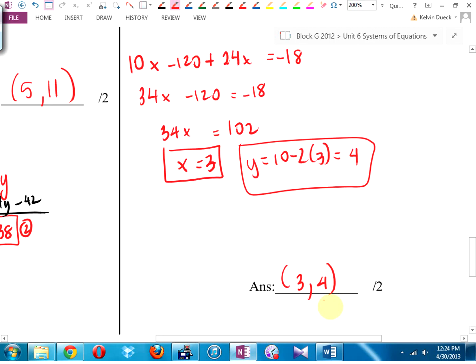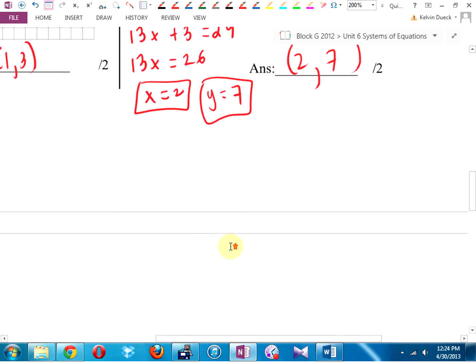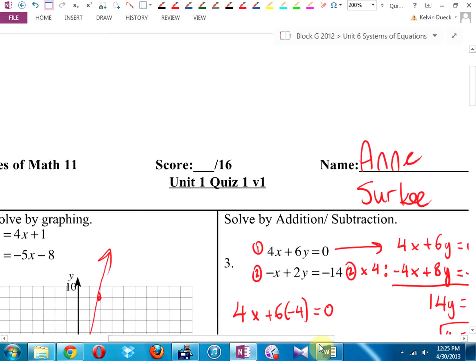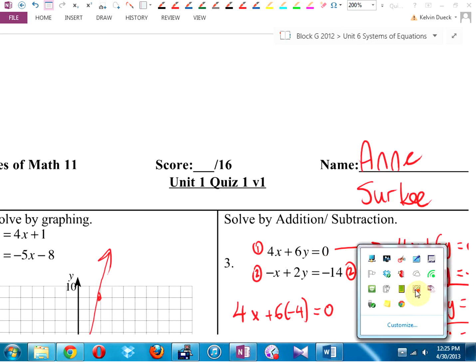How many marks did I make this one worth? 2. It really should be worth more because it's a lot more work, and probably on a test, I would make it more. My only concern is I don't like making harder questions worth more marks, because then when kids have trouble with them, it's really hammering you in the marks, even though I know it's harder to do and it should reward. Anyways, this quiz is out of 16. Give yourself a score out of 16.